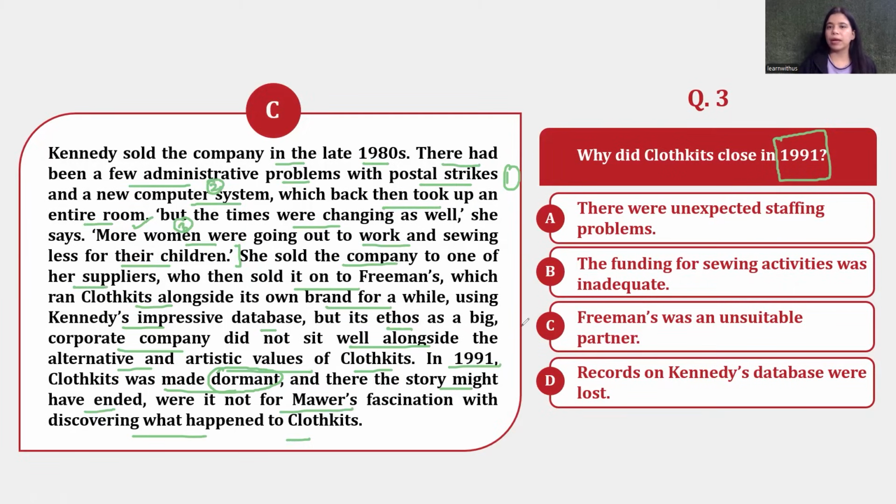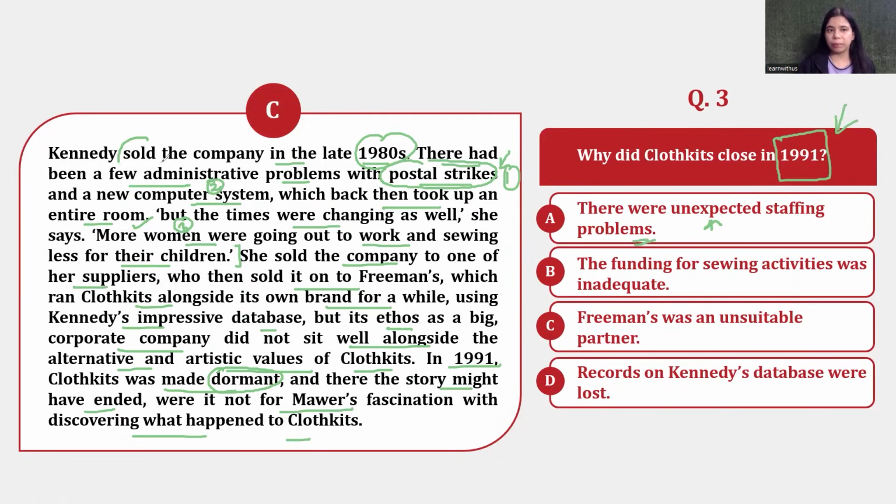All right, let's now come back to options. So, A option says there were unexpected staffing problems. Well, yes, there were problems, as it's mentioned over here, postal strikes, but the question is about 1991, that why did cloth kits close in 1991, whereas this thing is about 1980. Such strikes were occurring in 1980. Plus, the company did not close in 1980.